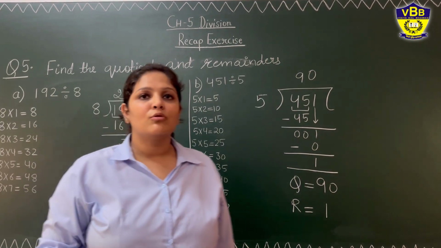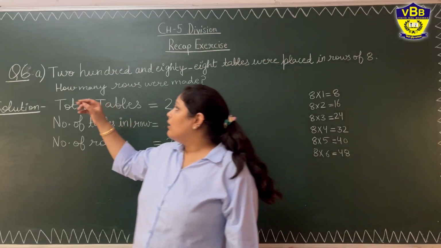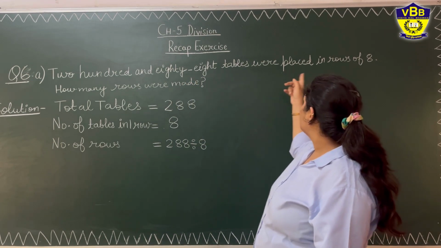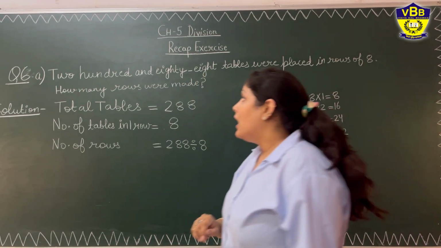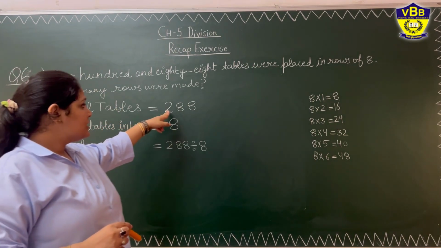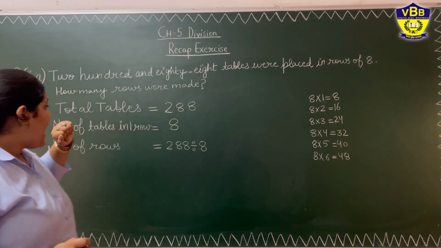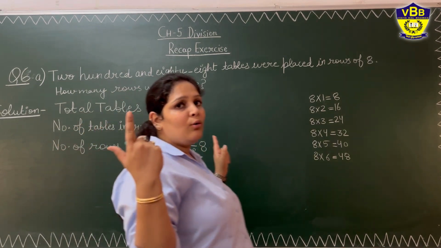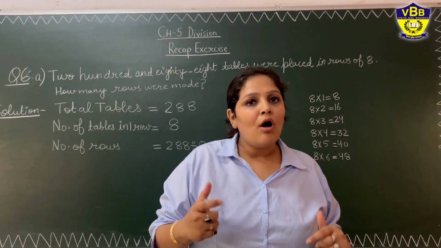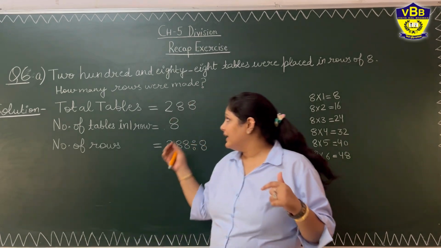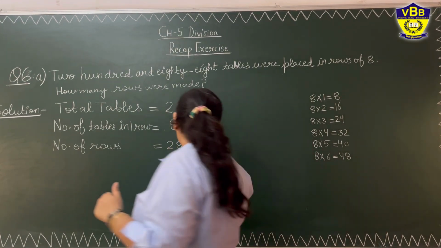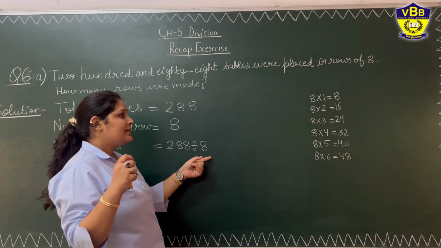Now let's move to question number 6. Okay, now 6th question, A part. 288 tables were placed in rows of 8. How many rows were made? That means total tables given to us are 288, and the number of tables in one row is 8. So we need to find out the number of rows. How will we calculate? We will divide these two numbers. 288 divided by 8. Now 288 is the dividend and 8 is the divisor.